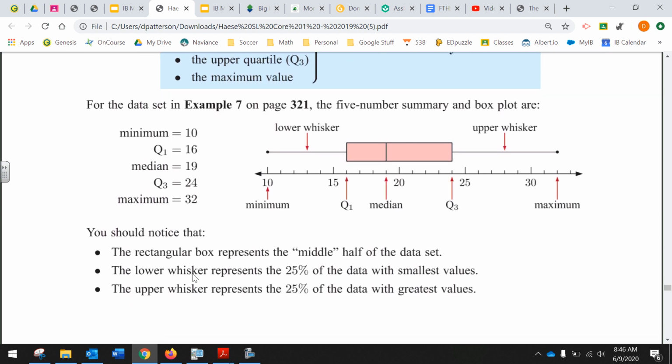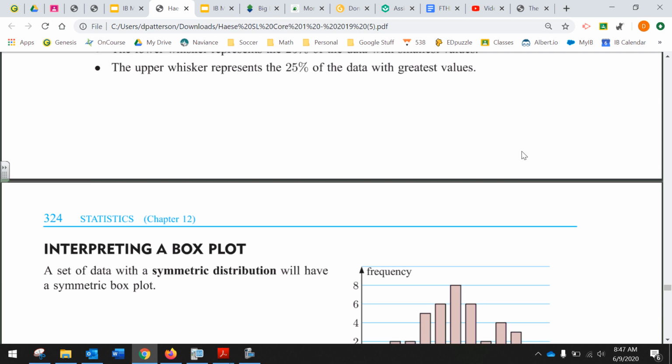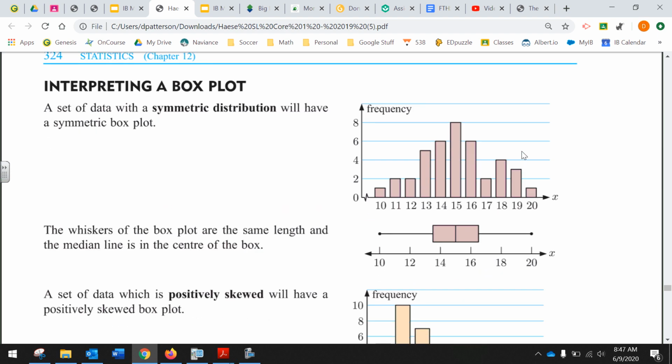Now, what do you notice here? The rectangular box is the middle 50% because there's 25% from the minimum to Q1, 25% from the Q1 to the median, 25% from the median to the Q3, and the final 25% between the Q3 and the maximum. So that gives you an idea of how spread out the distribution is.